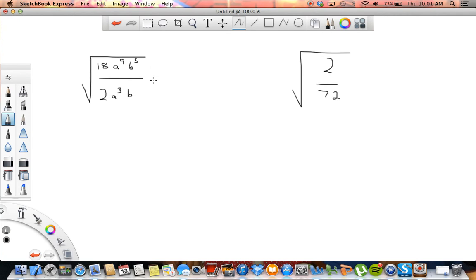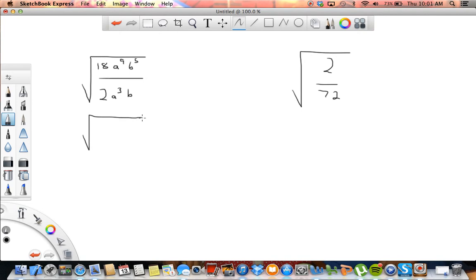Now we're looking at numbers 10 and 11 here in your packet. If we look at number 10, we want to simplify this underneath the radical because we have this division sign. We want to simplify that as far as we can go. So let's look at these numbers. 18 divides by 2 evenly, I know that.